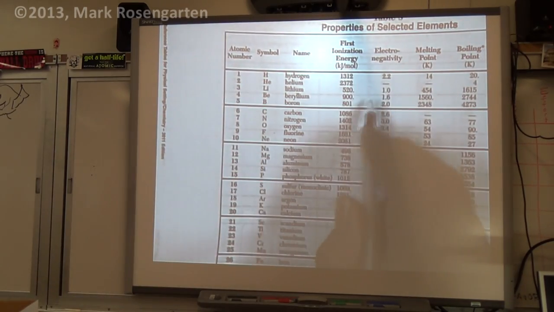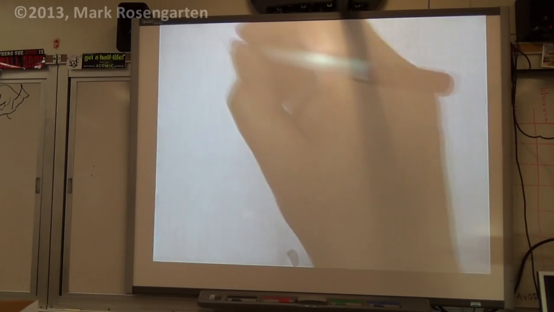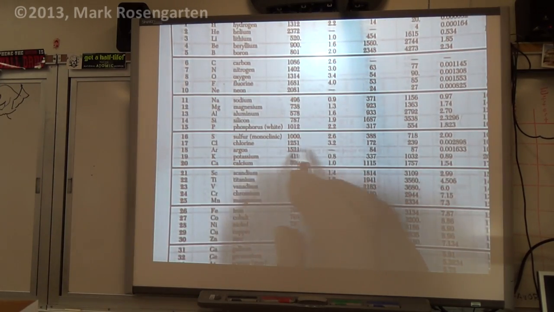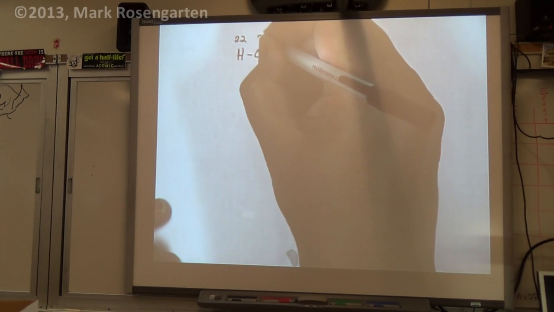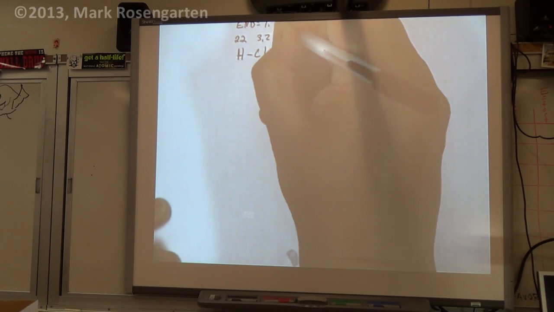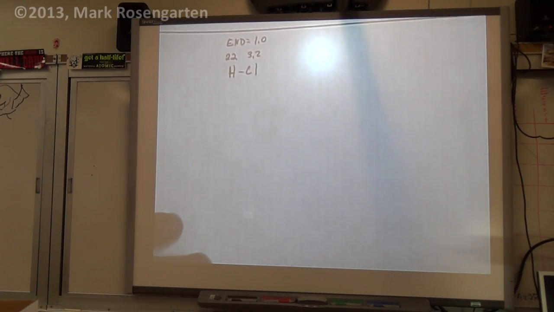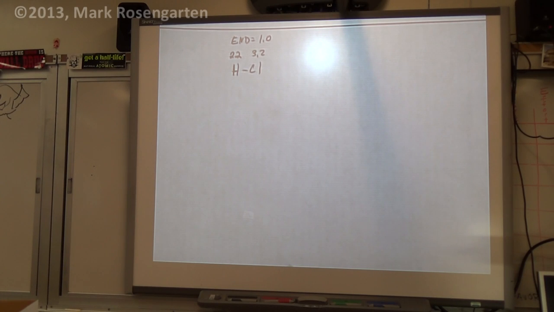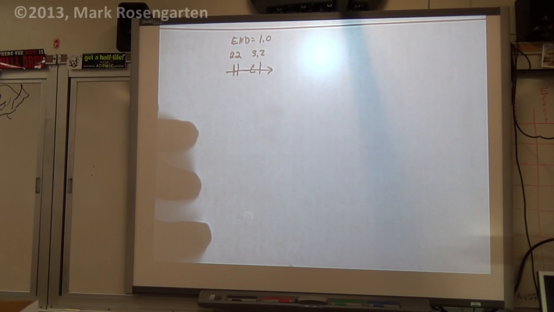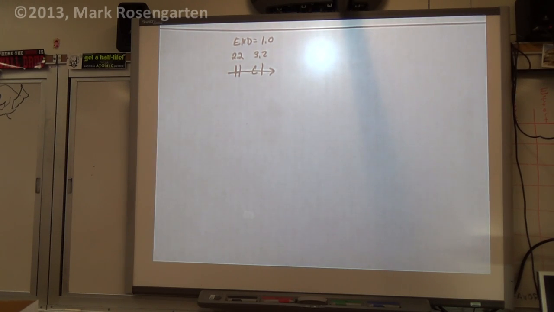Hydrogen has an electronegativity of 2.2, and chlorine has an electronegativity of 3.2. Now the difference between them, the electronegativity difference, is 1.0. Now any electronegativity difference that's higher than 0.4 is considered to be a polar covalent bond, which means that the electrons will be pulled towards the atom with the higher pull on electrons, higher electronegativity.